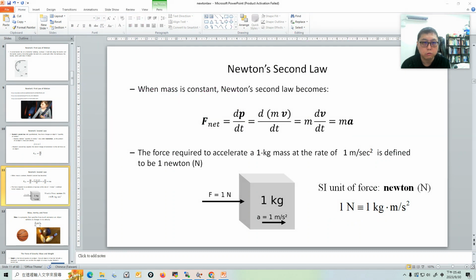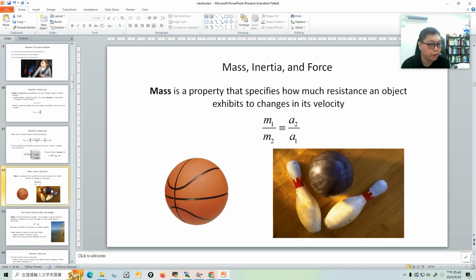And from Newton's second law, F equals ma. Just a concept, a final concept: mass has another meaning. Mass is the resistance an object exhibits to a change in its velocity.